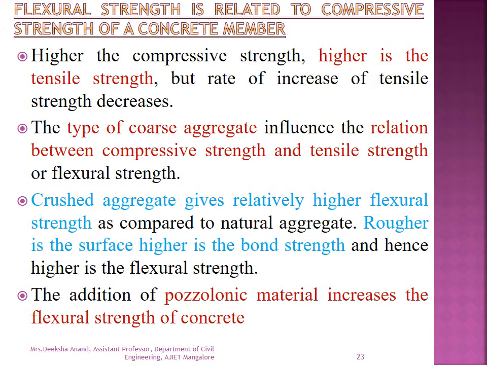Flexural strength is related to the compressive strength of a concrete member. The higher the compressive strength, the higher is the tensile strength, but the rate of increase of tensile strength decreases. The type of coarse aggregate influences the relation between compressive strength and flexural strength. Crushed aggregate gives relatively higher flexural strength as compared to natural aggregate, and the addition of pozzolanic material increases the flexural strength. So obviously it increases the strength.